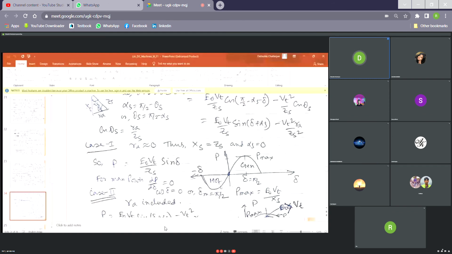So now, for the case where we consider resistance, this VT square by ZS square RA term represents some losses, resistive losses. So now, if you have it, the entire expression, you can plot P versus delta like this, with two parts: one is P1, which is a sinusoidal variation, and another is a constant term, P2, which is minus VT square RA by ZS square, that is the negative half of power. Now, the other one: at delta equal to zero, you will get this sinusoidal plot, so actually you get a term delta leading by alpha S.